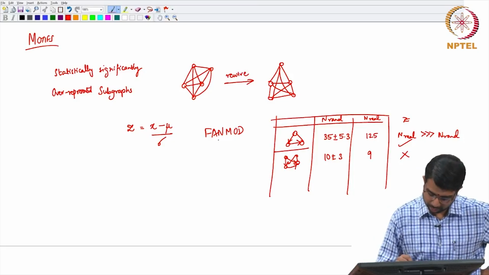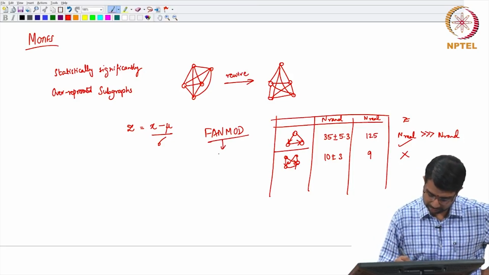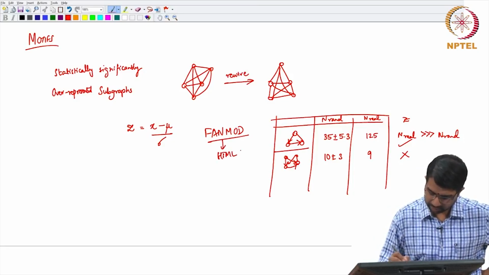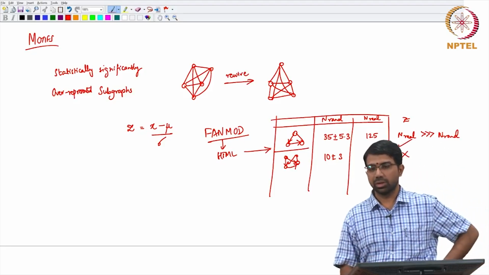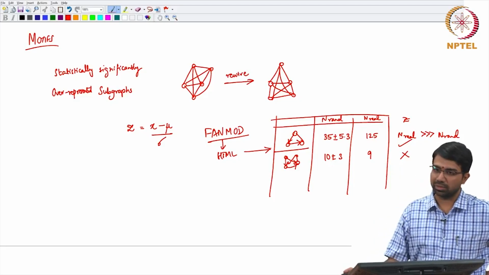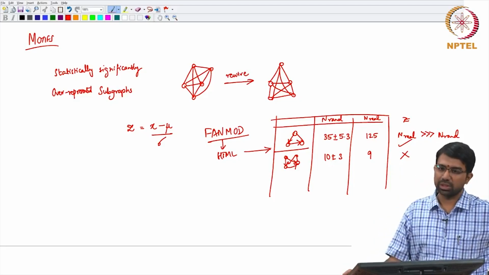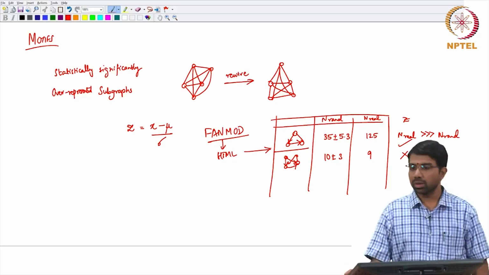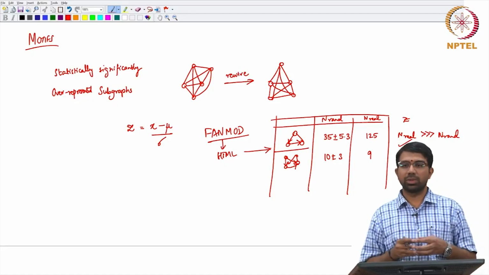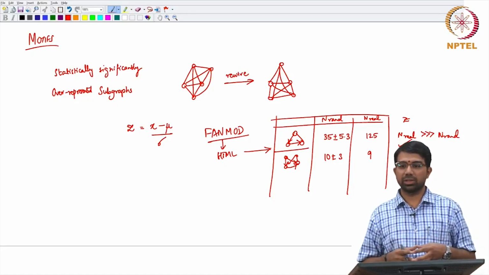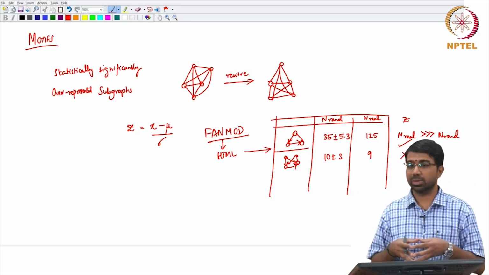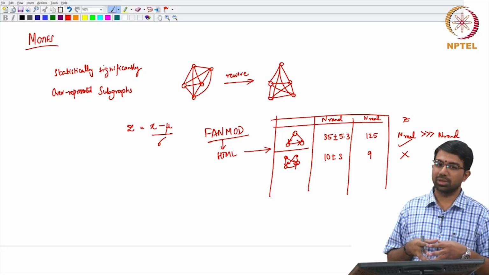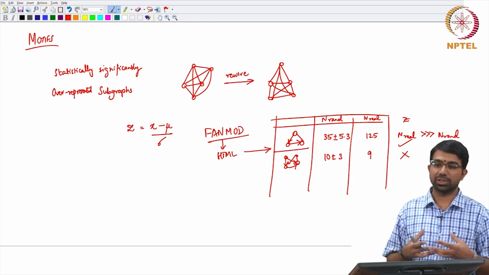So, this FANMOD tool basically generates some HTML files which will give you tables such as these. You can throw any network at FANMOD, it works only on Windows though. Okay. So, I think this more or less brings us to the end of network biology. There are many other interesting concepts. You can look at dynamics on networks, you can look at percolation in networks, different kinds of perturbations.